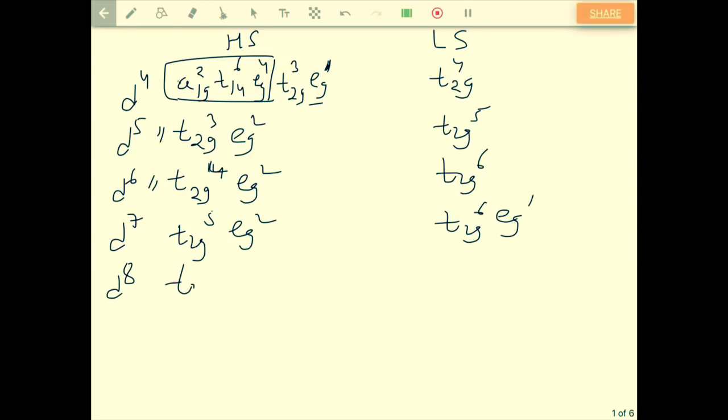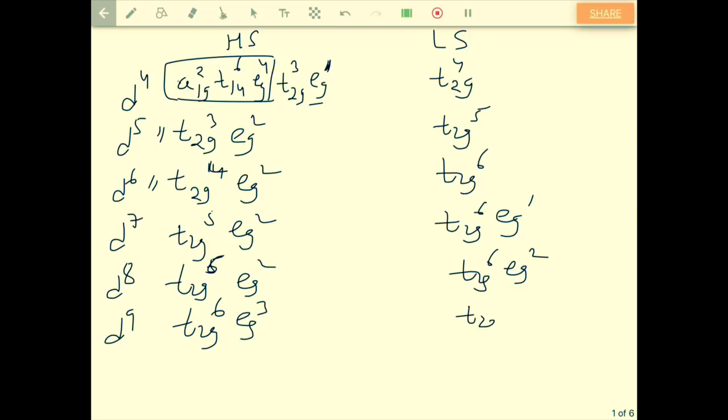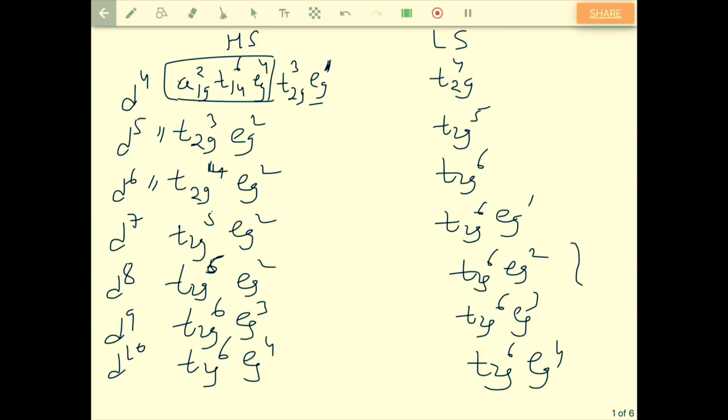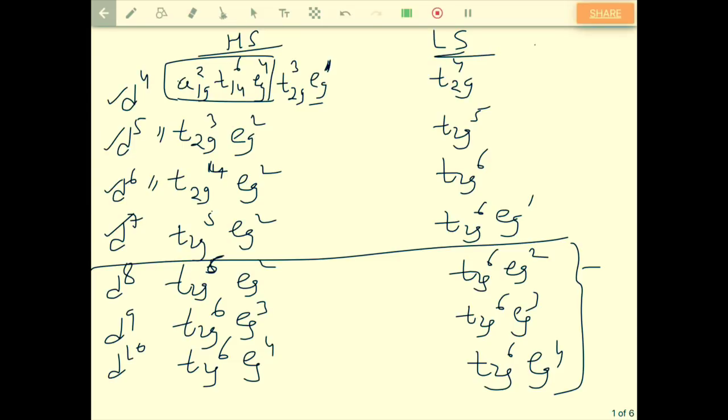Now for d8 configuration, it is t2g6 eg2 in both cases. For d9 configuration, it becomes t2g6 eg3, and the same for the other. And for d10 configuration, it becomes t2g6 eg4, and it also becomes t2g6 eg4. So in these three configurations also, there is no difference in the filling of electrons, and only these four configurations show a difference between the electron filling in the metal-type orbitals due to low spin or high spin complex, or due to the presence of weak field or strong field ligand.